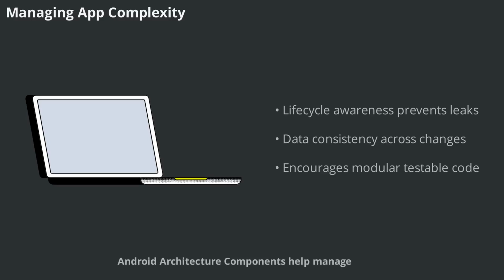Android architecture components help manage app complexity through lifecycle awareness, data consistency, and testability. Lifecycle-aware components prevent memory leaks and crashes by automatically managing data updates in sync with activity or fragment lifecycles. ViewModel and LiveData ensure data remains consistent across configuration changes, eliminating manual handling. The modular structure makes unit testing easier, while Room and other components reduce boilerplate code. By encouraging MVVM architecture, these components maintain a clean separation between UI and data logic, simplifying maintenance and scaling.